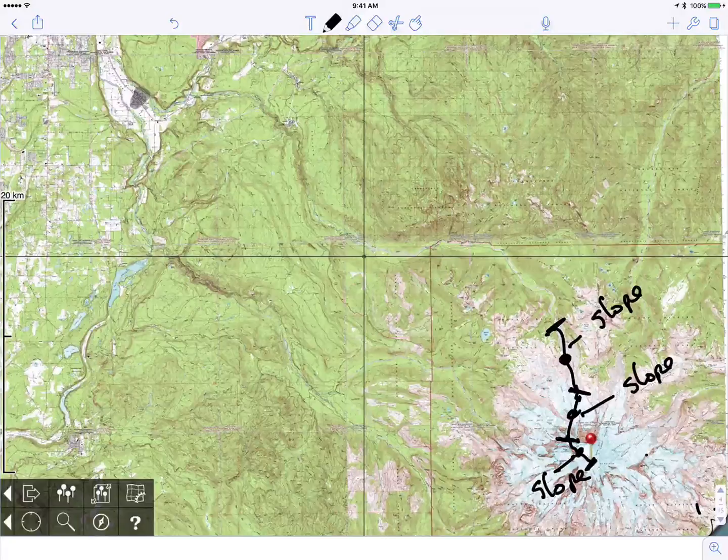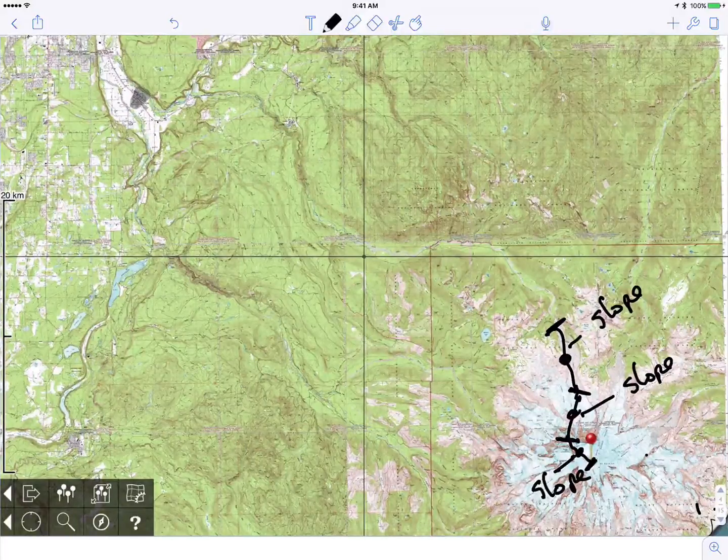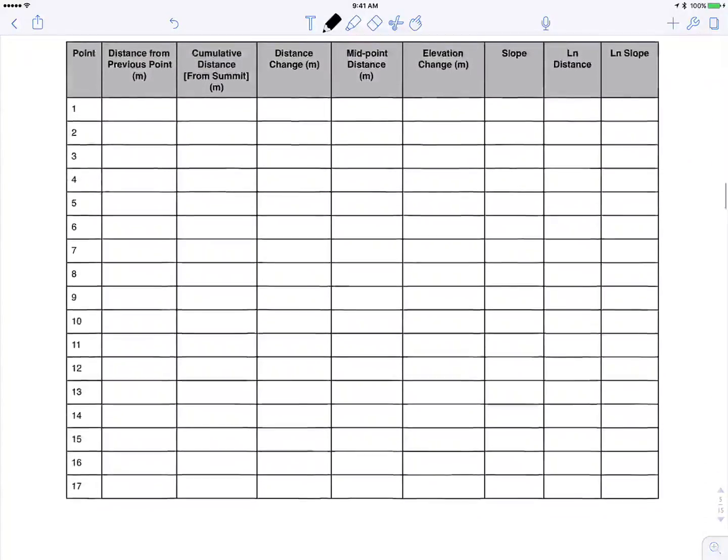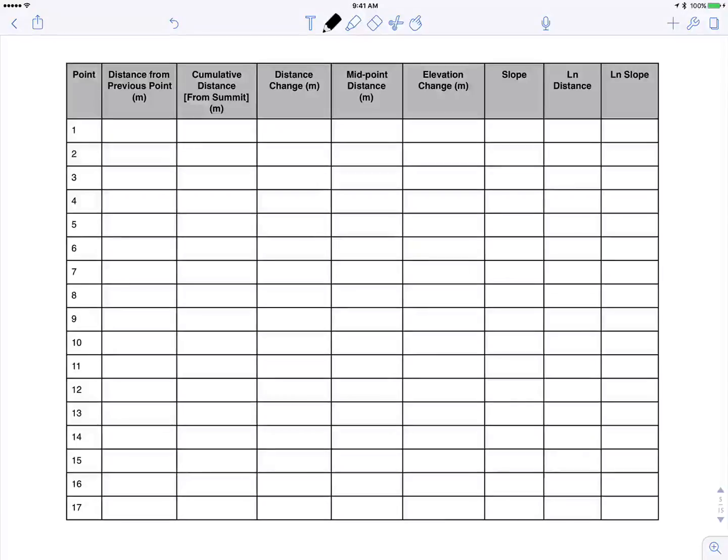Now to do all this, we're going to use the topo maps app on the iPads, and we'll go over the details of using it in class. It has some tools in it that will be very helpful. Now to look at the type of table we want to make, here's the table that we can work from. I'll provide you a copy of it. It's got the various things that we're going to care about.